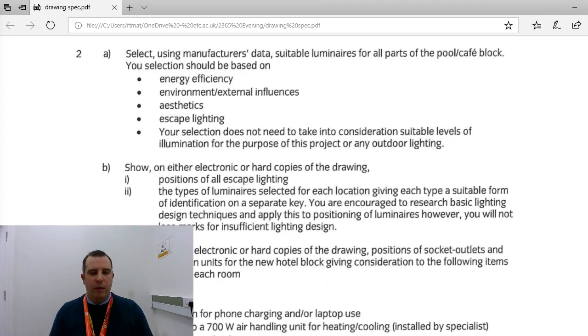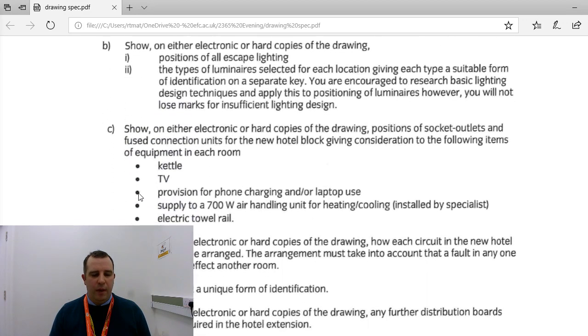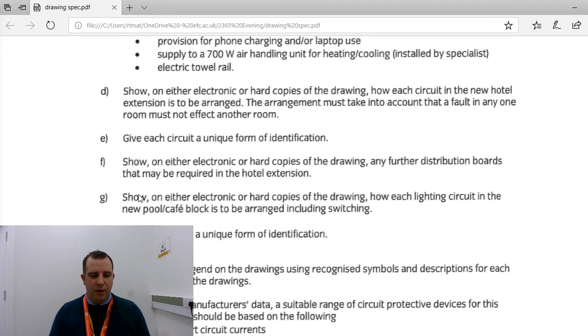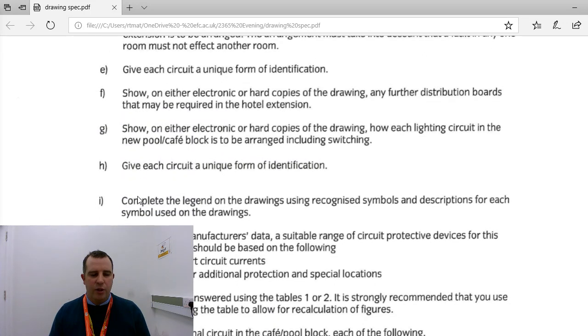Hello, this is my video blog on the 2365 Level 3 assignment, which is to do with your 305 design assignment. Specifically I'm looking at question 2 on this. Question 2 has 3 parts, as you can see: there's a 2A, 2B and 2C. It goes on to do 2D, 2E, 2F, 2G, 2H and 2I.